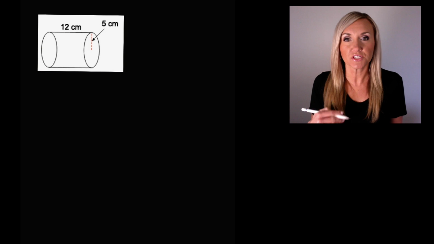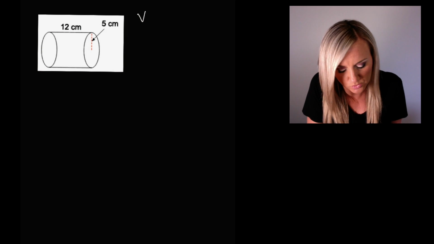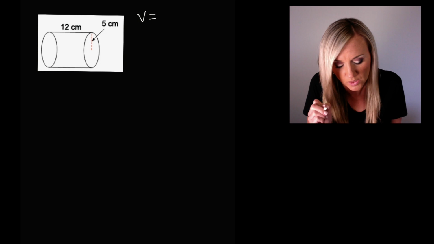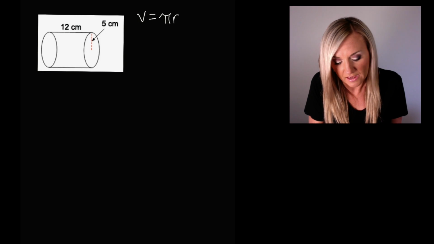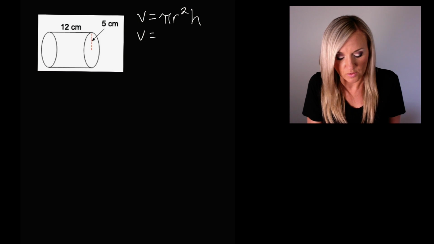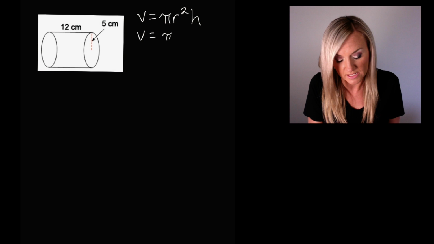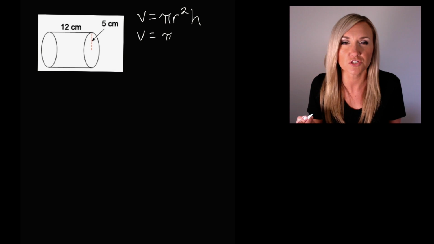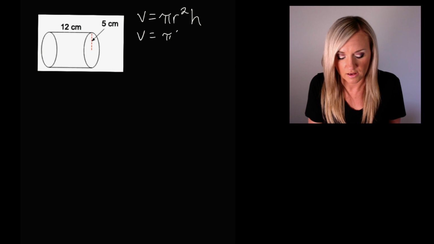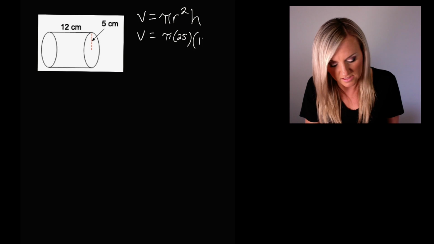All right, let's try example 2. For example 2, I always like to start off by writing down the formula. It's just a great habit to get into. Volume is pi r squared h. So pi, our radius is 5. 5 squared is 25. Are you guys cool with me just writing 25? Yeah? Okay. 25, because r is 5, 5 squared is 25, and then times the height, which is 12.